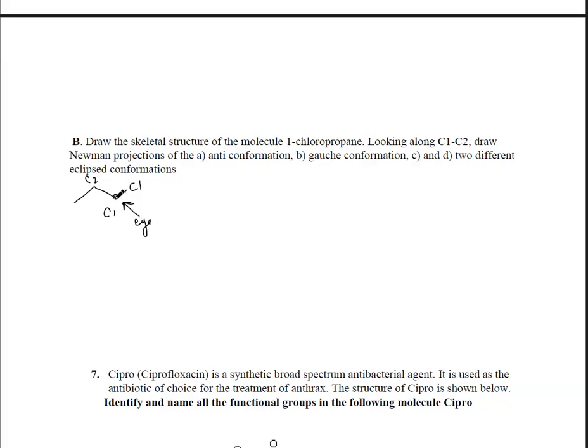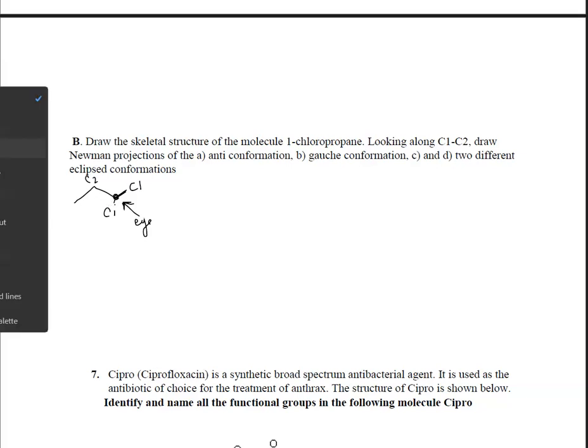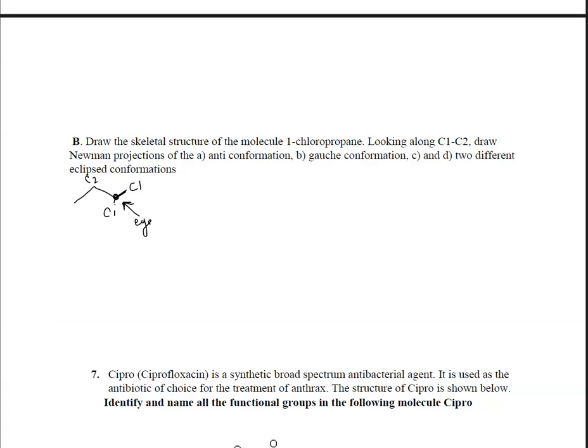So the groups attached to it are a chlorine, a hydrogen, let's erase this one.